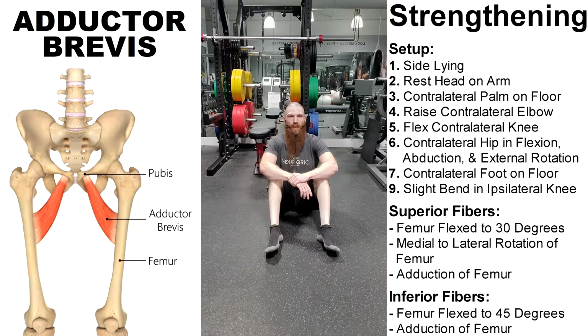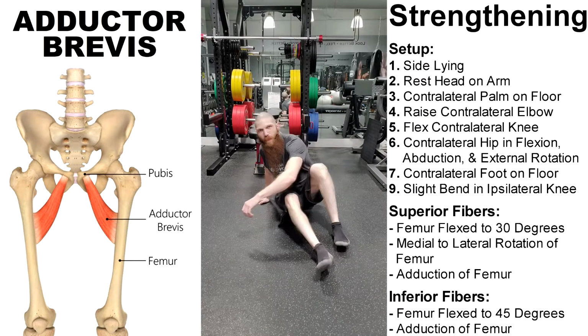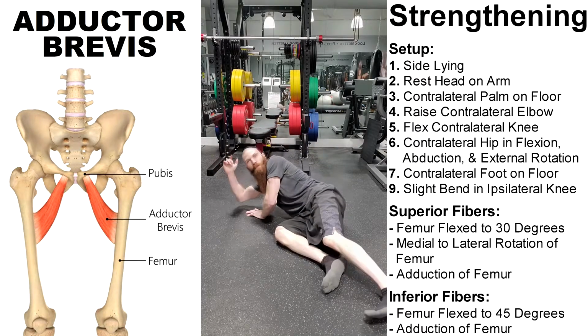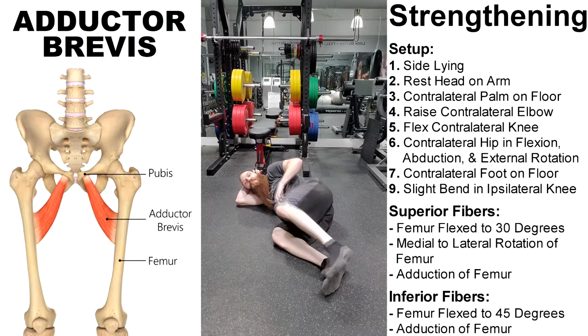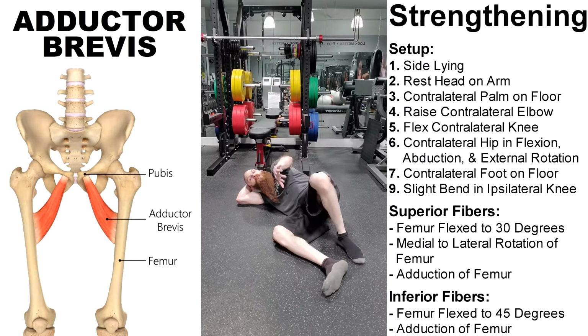Today I'm going to be taking you through some strengthening exercises for the adductor brevis muscle. I'm going to be taking you through 2 different variations, each of which you want to be in a sideline position. You want to go ahead and take your bottom arm, rest your head on it so that you're nice and comfortable. Then with the top leg, you're going to go ahead and go into flexion, external rotation, and abduction, and plant your foot firmly on the ground.